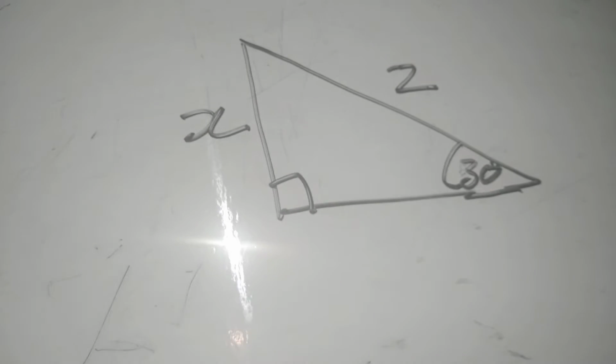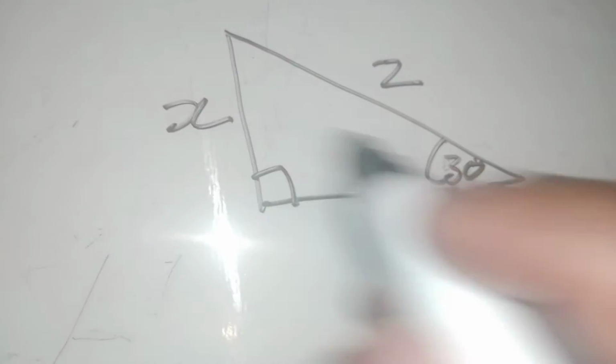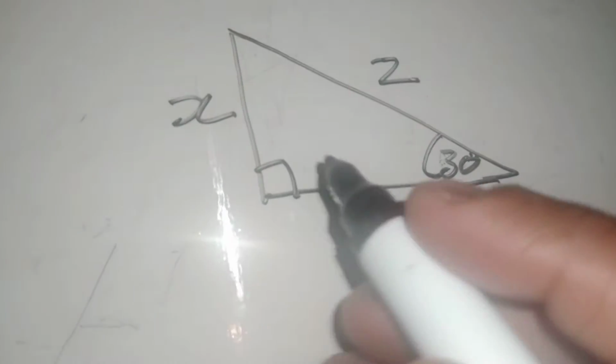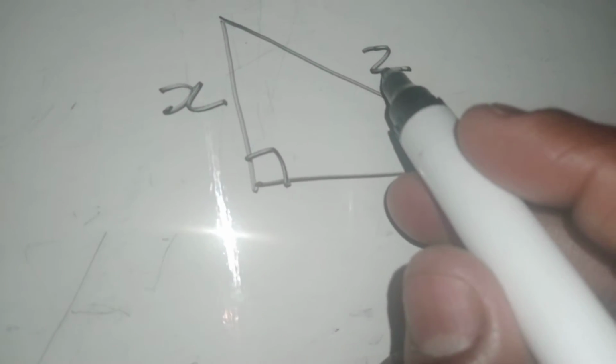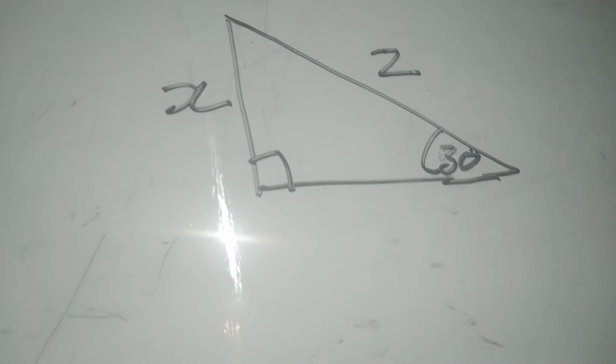Alright, here is another question. So we have this diagram. How is x related to this angle? It's opposite, right? This angle is directly facing x. So opposite. And then this 2 is the hypotenuse, since the right angle is directly facing it. Whatever the right angle is directly facing is your hypotenuse.